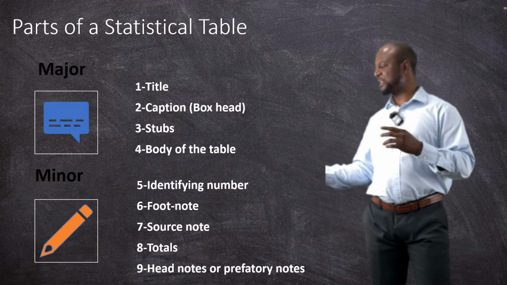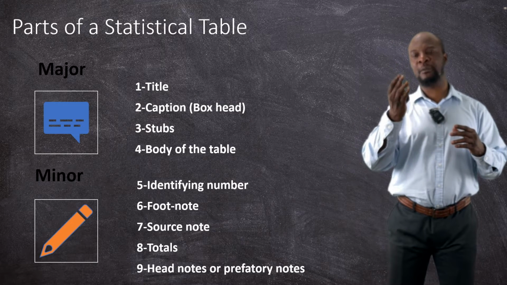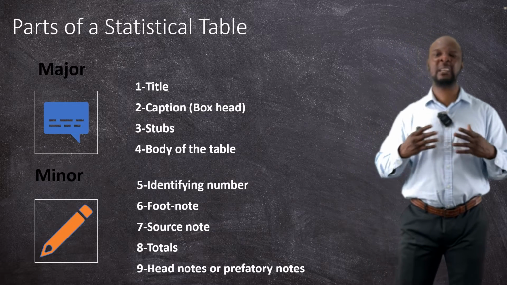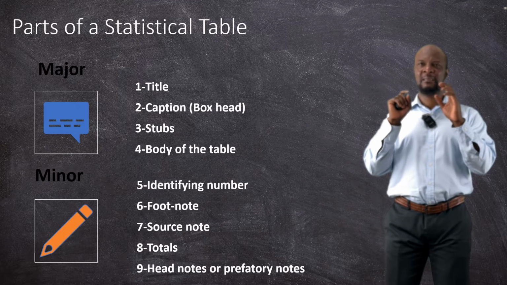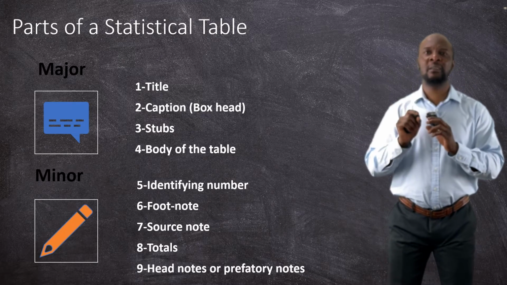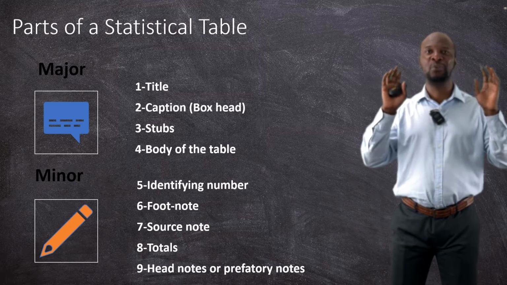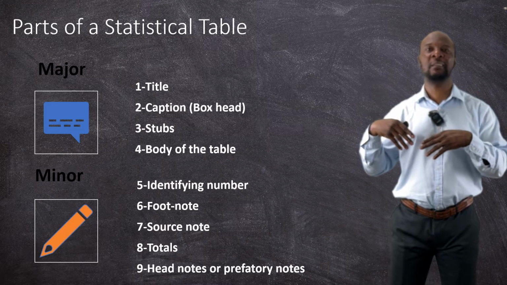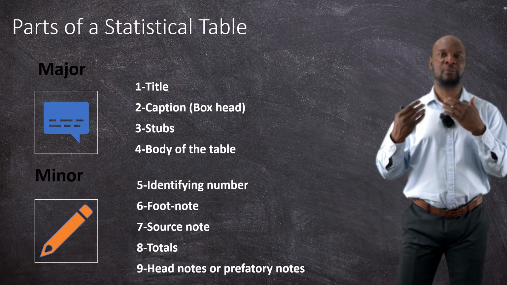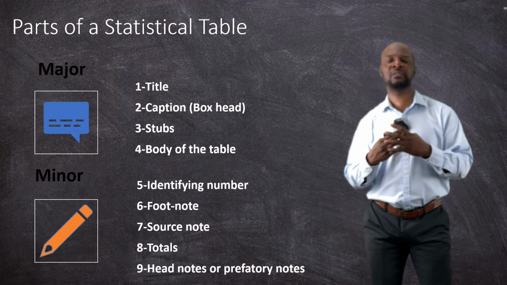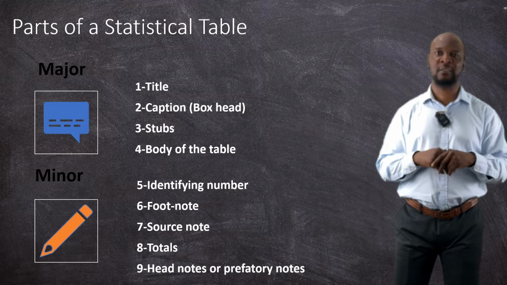The last but not the least, which you can see as number 9 here, is something we call the prefatory notes, or the head notes. So usually after the title, you can put a little small description that gives a little more explanation of the contents of the table. The title explains what's in the table, it describes the characteristics of the table, right? But the prefatory notes give you a little more detail, something that gives a general outlook of what is in the table.